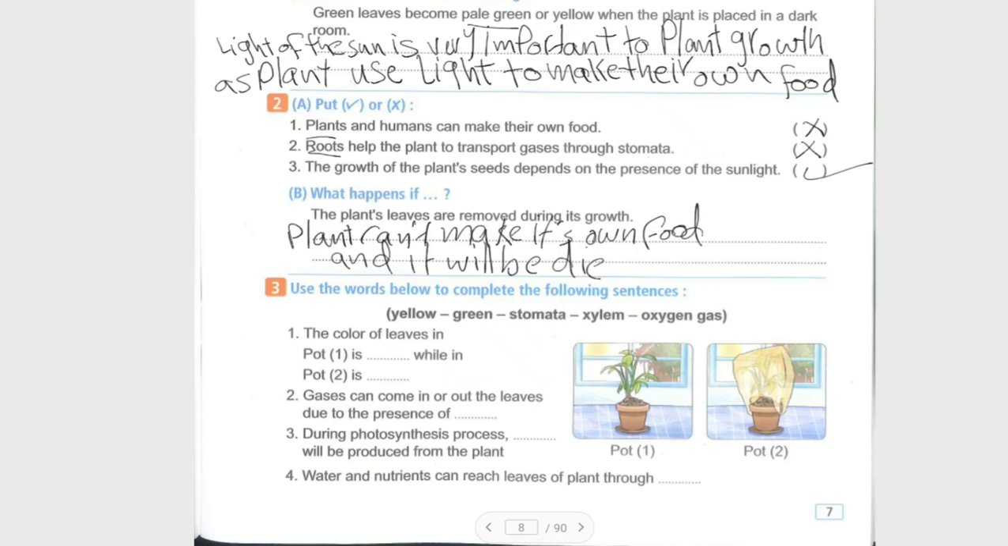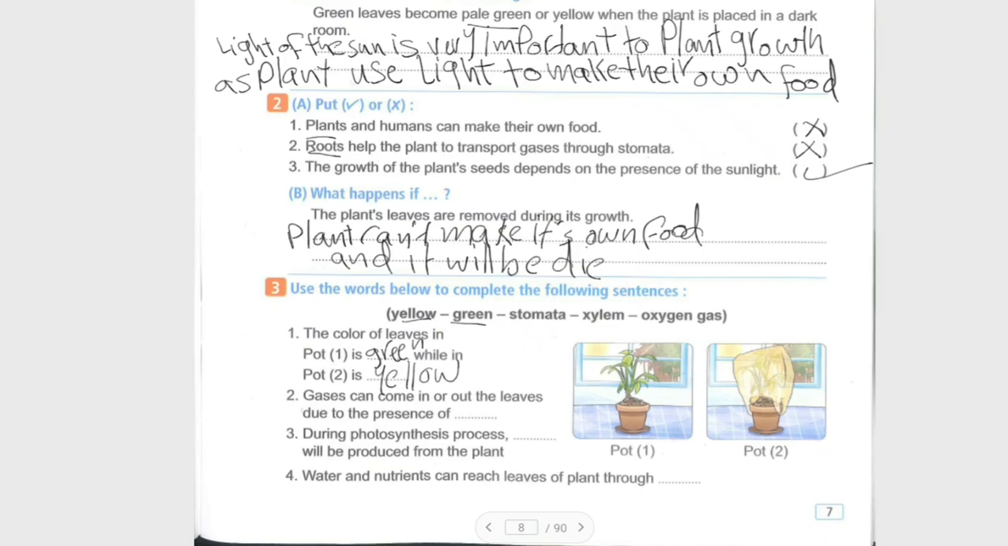Number 3 says use the words below to complete the following sentences. I have yellow, green, stomata, xylem and oxygen gas. Put number 1 is exposed to sunlight. Put number 2 is covered and not exposed to sunlight. Okay, let's see our answers. The color of leaves in put 1 is green, while in put 2 it is yellow.